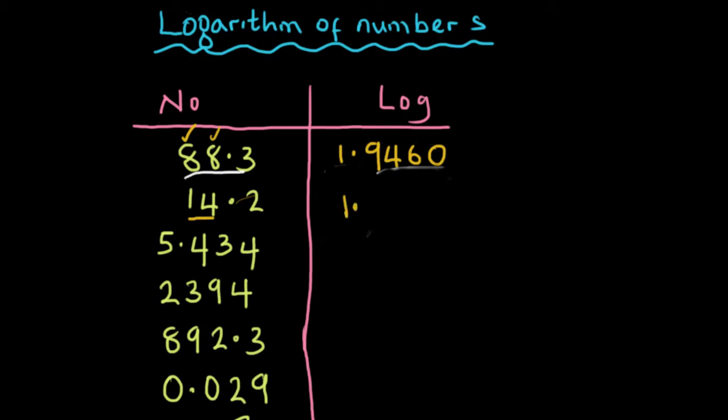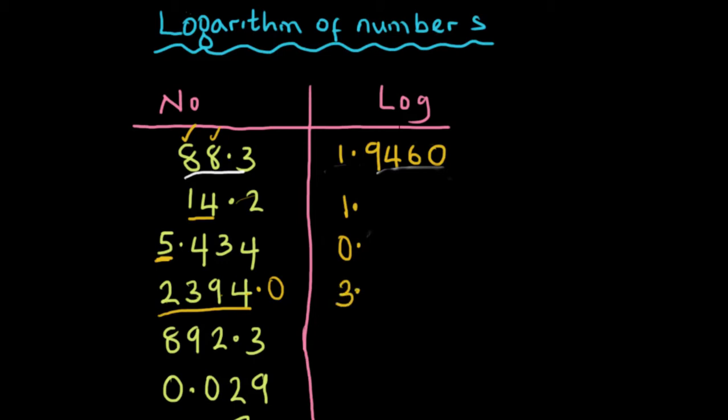For 5.434, how many digits do I have before the point? 1. I'll do 1 minus 1. That will be 0 point. Can you see? I'm looking for the integer part for all the numbers. Now let's do this. This is 2394. You can see this is a whole number. It does not have decimal points. Another way to look at it is that if we want to put a decimal point, it should be somewhere here. So technically we have 4 digits before the point. So we do 4 minus 1. That will be 3 point.